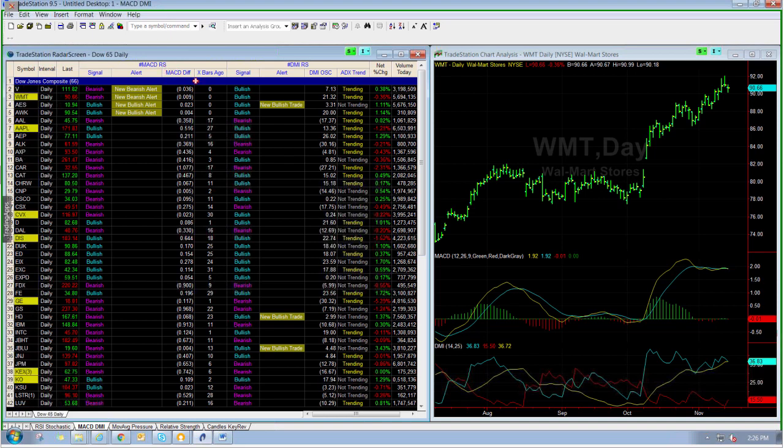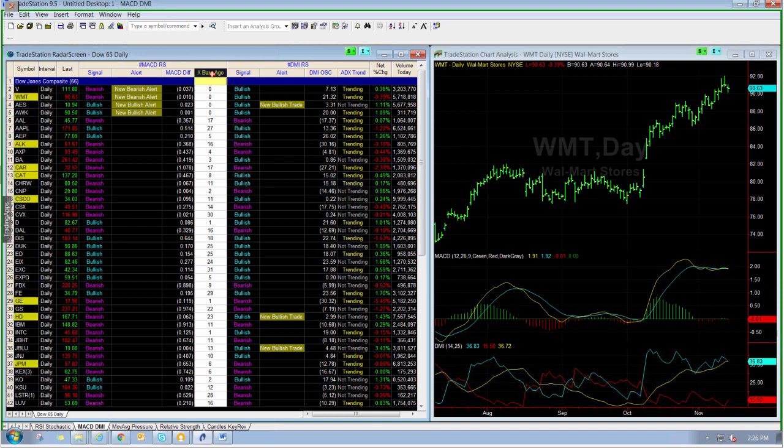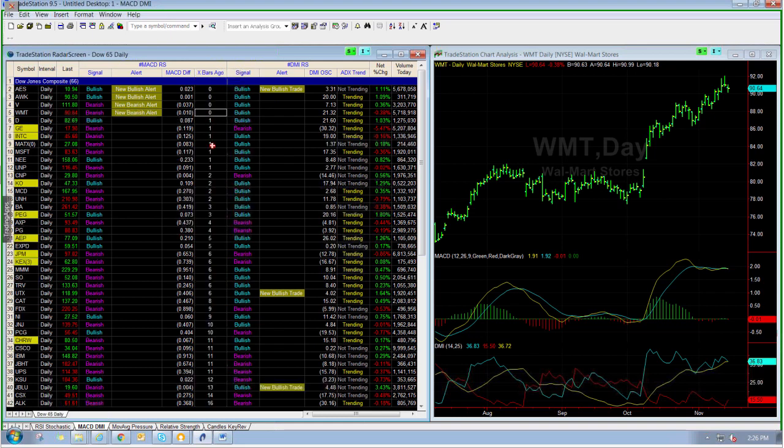I've added a column to this scan, which is X bars ago. This is an idea that you'll see once in a while in some indicators in TradeStation. And what it tells us is how many bars ago was there an alert in MACD. So for example, you may open up the computer in the morning and there's no MACD alerts. So what you can do is sort on X bars ago, and you can see all the ones here. These are alerts that occurred yesterday. So you might want to take a look.